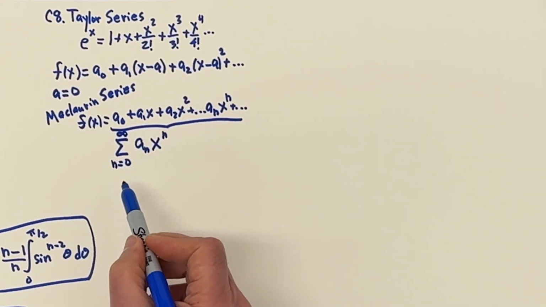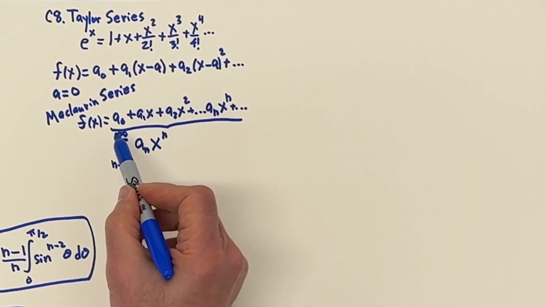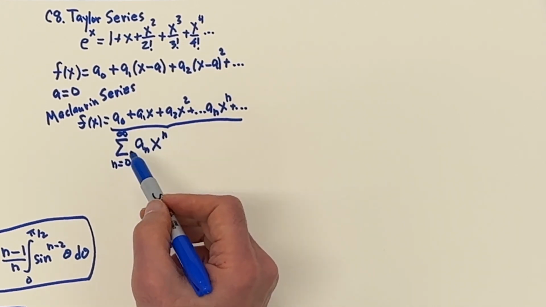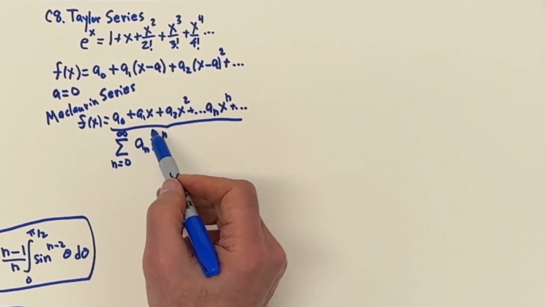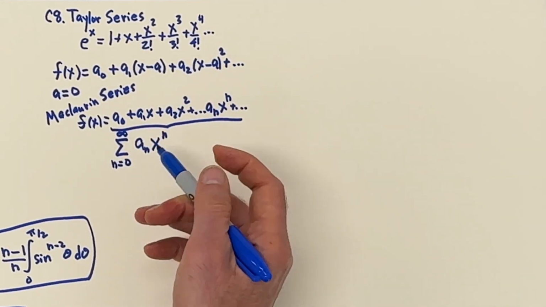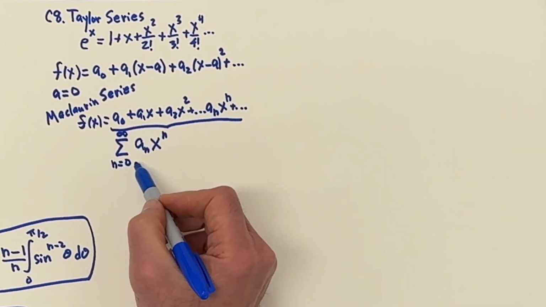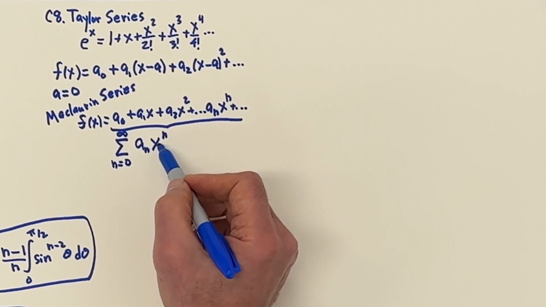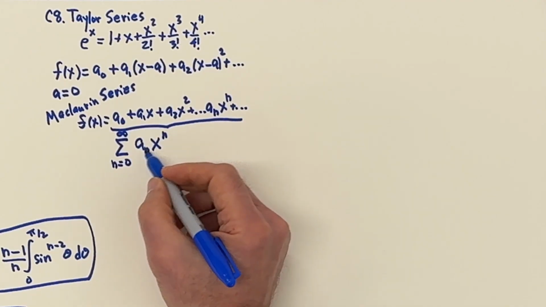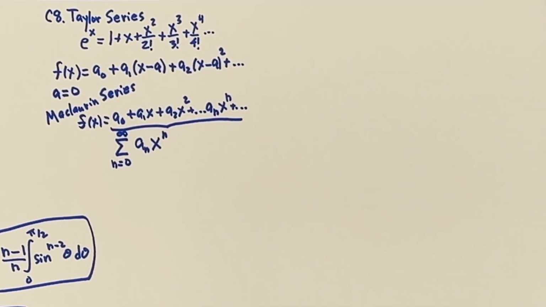So when n is 0, you get a sub 0, and x to the 0th power is 1. Then when n is 1, you have a1, x to the 1st power is just going to be x. And then when n is 2, a sub 2, and x squared, and so on. This n can be anything. Some people like to use k.